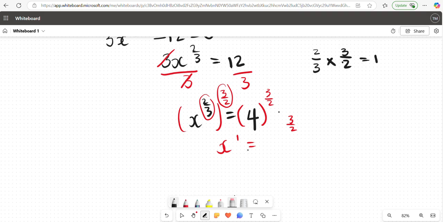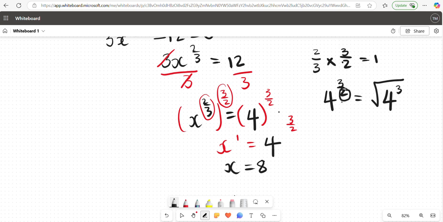Down here as well, we would have 4 to the power of 3 over 2, and that, if you plug it into your calculator, is just 8. And how am I getting the 8? Because 4 to the power of 3 over 2 can be written as the square root of 4 to the power of 3. Remember, this denominator here can go out and be a square root. And 4 to the power of 3 is 64. So I'm looking for the square root of 64, which is just 8. So that's how you would solve that type of question.